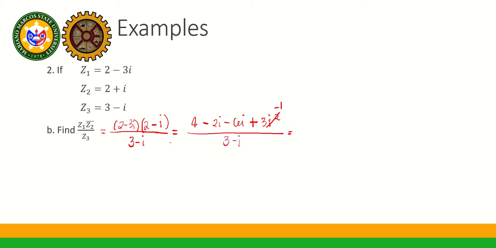And then simplify, this will be equal to 4 minus 3, because 3 times negative 1 is negative 3. So 4 minus 3, that is 1. And then negative 2i minus 6i, that is negative 8i over 3 minus i. And from there, in division of complex numbers, we need to multiply by the complex conjugate of our denominator, and that is 3 plus i.